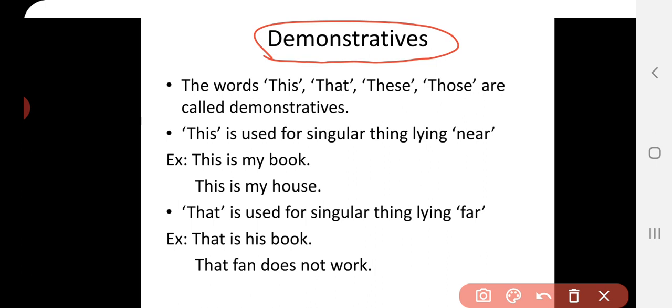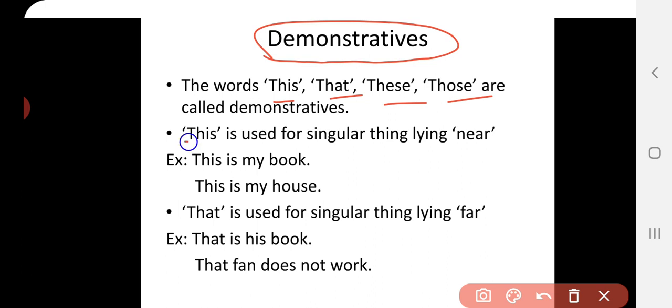Demonstrate the working of the, we can say, demonstrate the working of the clock. So you have to show how the clock works. So demonstrate word means to show. The words this, that, these, those are called demonstratives. There are only 4 demonstratives, and these demonstratives are this, that, these, those.